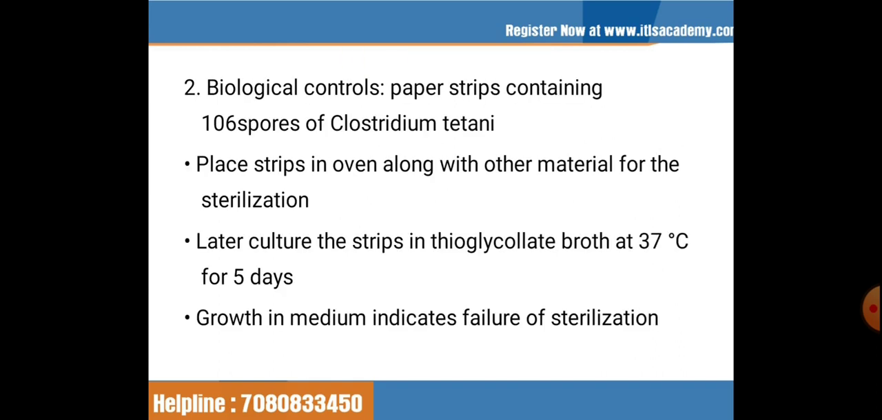The second method is the biological control. Paper strips containing 10 to the power 6 spores of Clostridium tetani. Place strips in oven along with other materials for the sterilization. Later, culture the strip in thioglycolate broth at 37 degrees Celsius for 5 days. If growth in medium shows, it indicates the failure of sterilization. And if the media is not showing any growth, then it could be considered that your equipment is doing its work properly. It is sterilizing the equipments at the right temperature and in the right way.